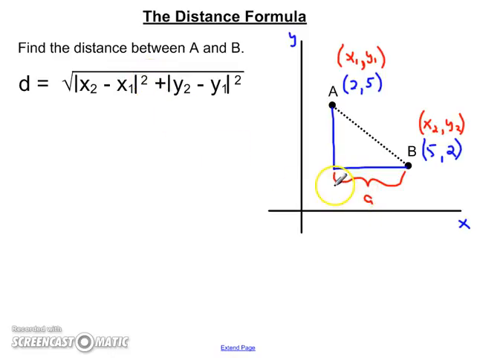So if I subtract my x values, my x2 is a 5, my x1 is a 2, and I've got some absolute values going here. I'm going to finish this part right here. 5 minus 2 is 3. The absolute value of 3 is 3. So what we've just done, and I'm going to stop here before I square it, is figure out that this leg is 3 units long.